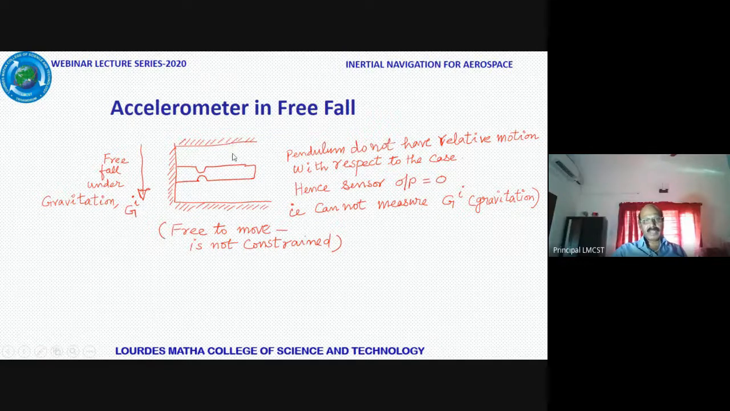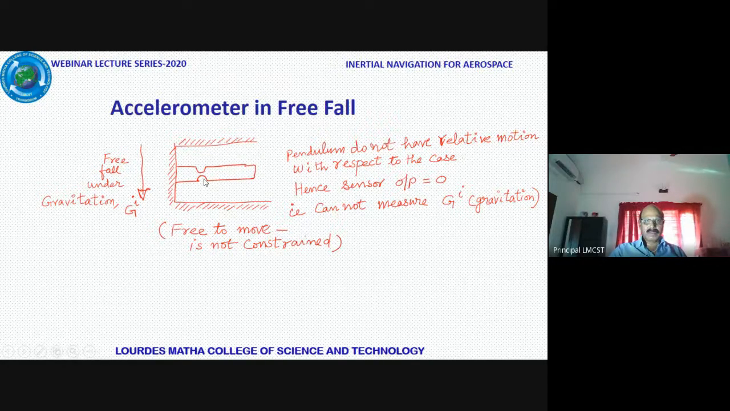Just imagine that there will be a small difference in the gravitation here and gravitation here because of the distance, because gravitation changes with distance, because you know that there is a gravitation gradient. So we are assuming here the gravitation gradient is 0. Our small system is like that only. This value of gradient is very, very small. So there is no relative motion of this pendulum with respect to the case when the free fall is happening. The case and the pendulum, as originally it was, will remain the same.